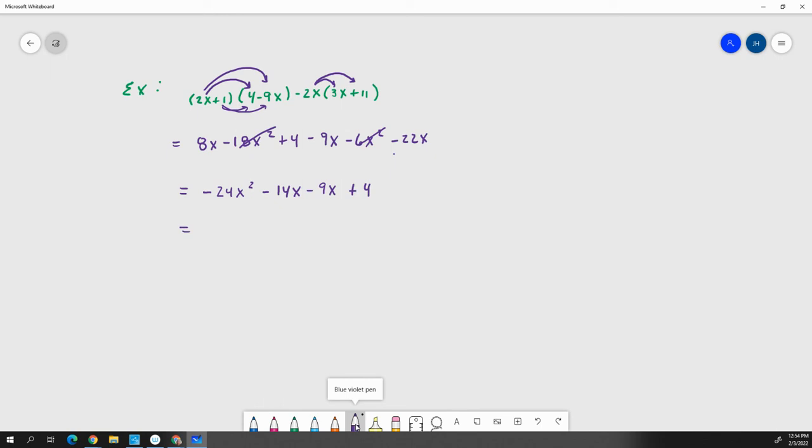So because I missed that 9x, I have to go ahead and subtract that 9x. And I'm going to wind up with minus 24x squared. Now I have minus 14x minus 9x. Well, what happens with that is I wind up with minus 23x plus 4. Is that our final answer? Yes, it is. Right? We didn't miss any pieces.